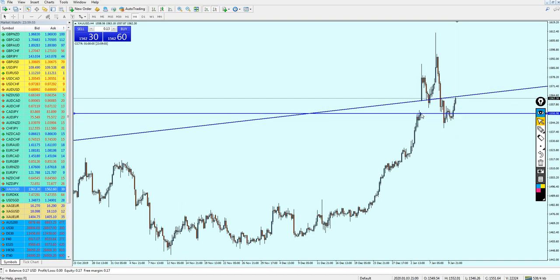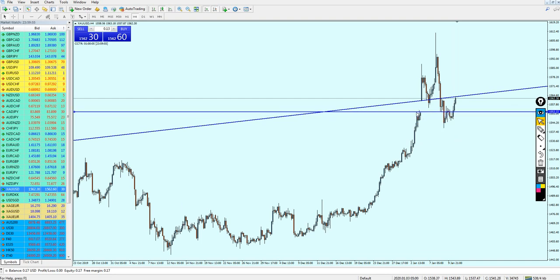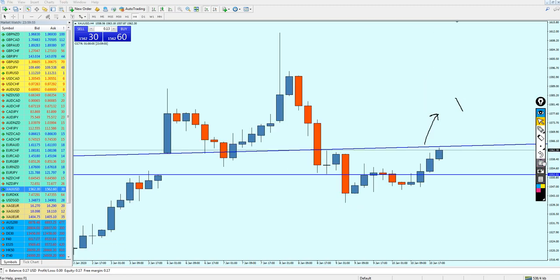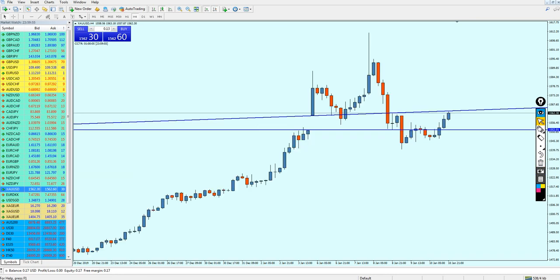I'm expecting it to reverse right on the support level, right here, exactly here, because we have a strong support level here, and the pair seems to be going to fall down. And if you zoom in, actually, check it out. If we zoom in, we can see the support level here, and it was also a resistance.